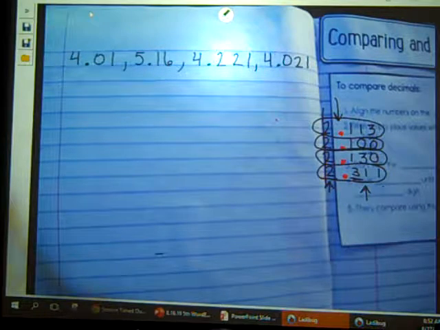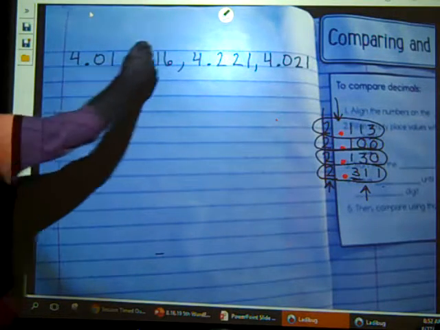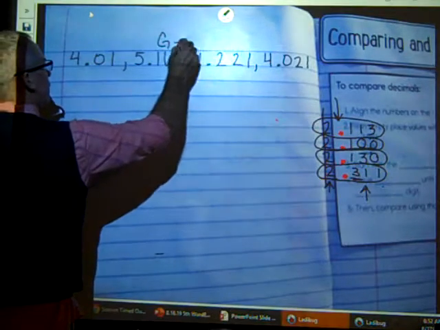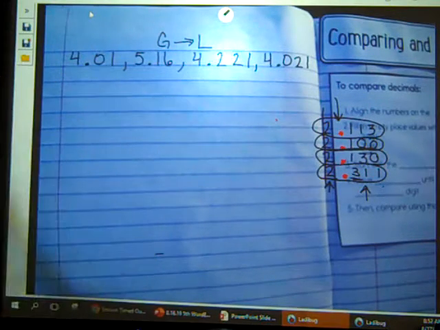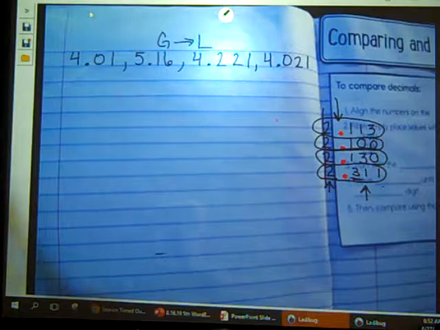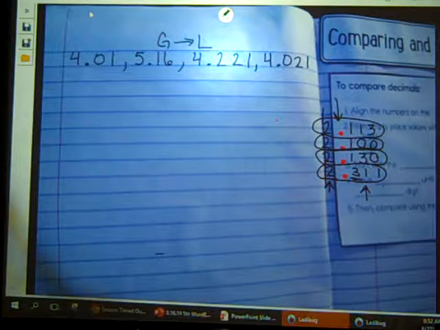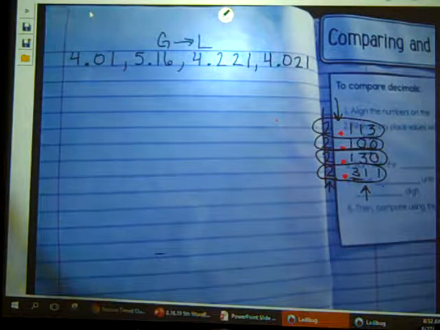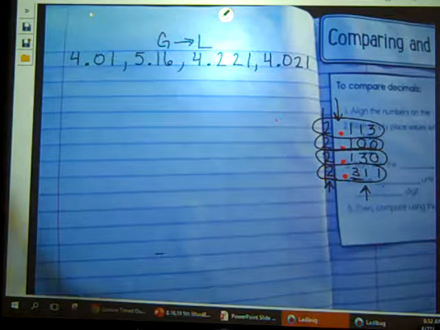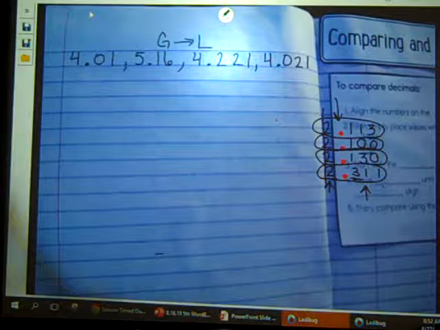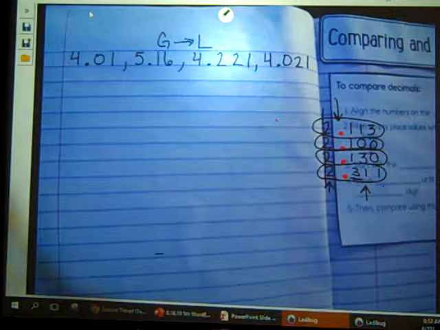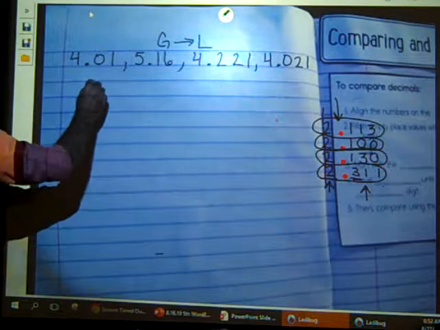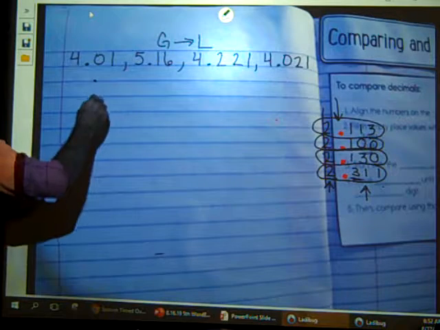We're going to do greatest to least first. Okay? So I'm going to write the letters G to L, which stands for? Which means big number to? Small. Okay, now looking at your notes. Look at your notes page. What does step 1 say, class? Align the numbers on the decimals. Okay, so how many numbers do I have here? 4. So how many decimals should I make? 4 decimals. So everyone put 4 decimals right here.